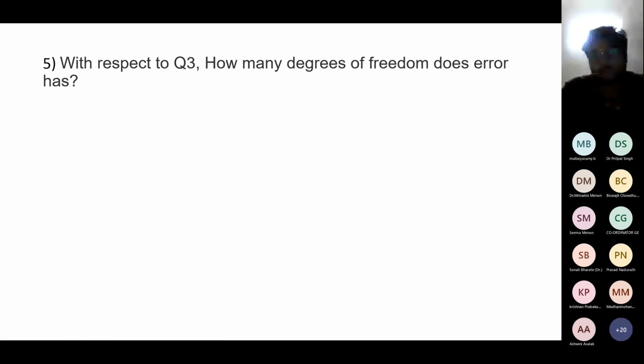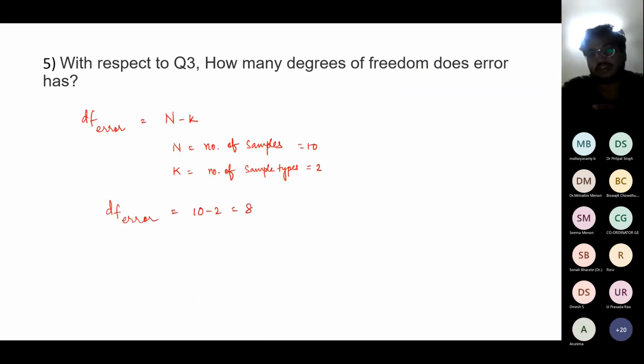As I talked about, we have to calculate the degrees of freedom of the error. So degrees of freedom of the error is given by n minus k, which is number of samples minus number of treatments or number of types of samples. Here we have 2 types of samples, one is A, one is B. We have total 10 samples. So the degrees of freedom of error will be 10 minus 2, which is 8.